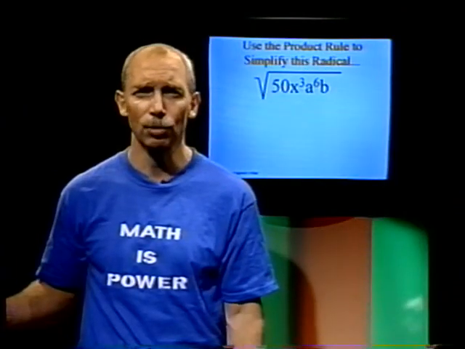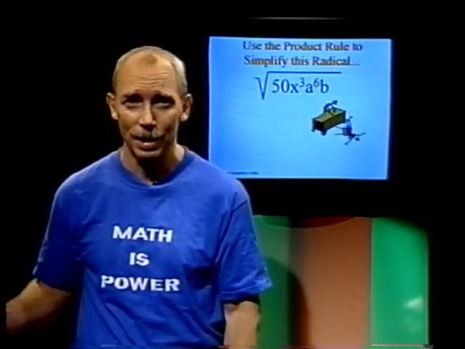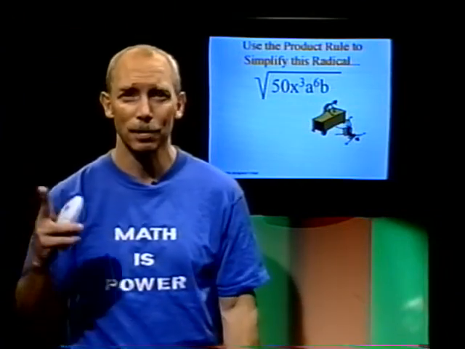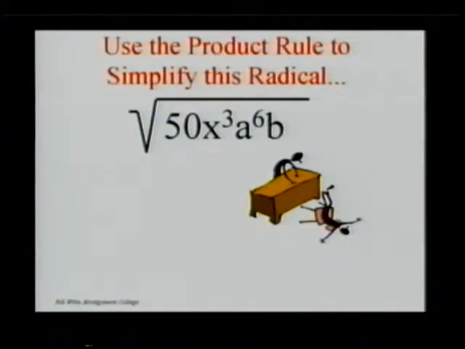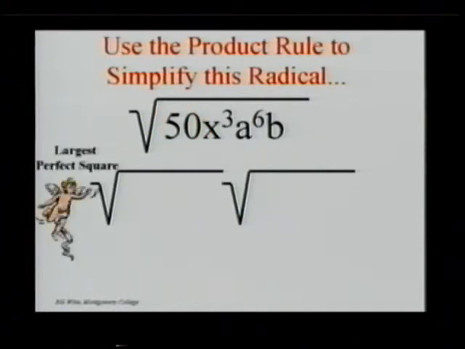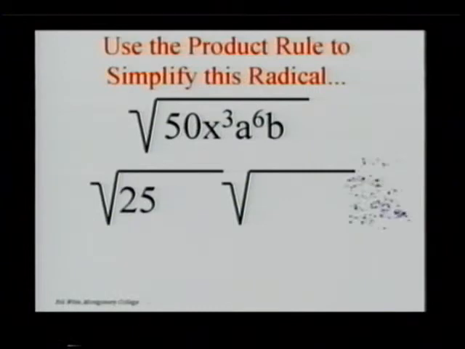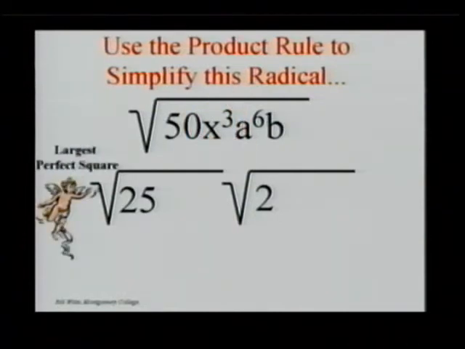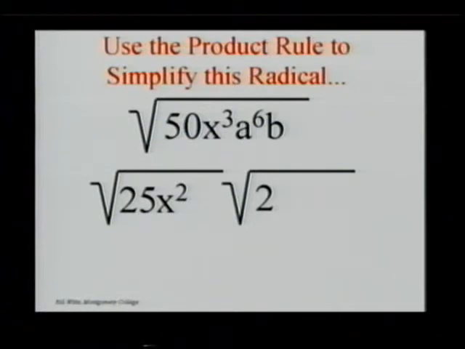Sometimes we have to do a mixture of everything. And it's not hard as long as you take one part of it at a time. For instance, in this case, we broke the large radical into 2, started with 50, broke him into a perfect square of 25, leaving me with 2. I got the x to the 3rd, breaking it into perfect square of x to the 2nd, remember the largest even one, and that leaves me with x to the 1st. A to the 6th is all good.